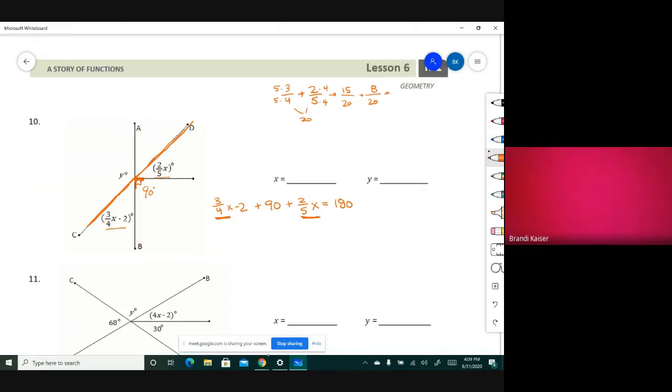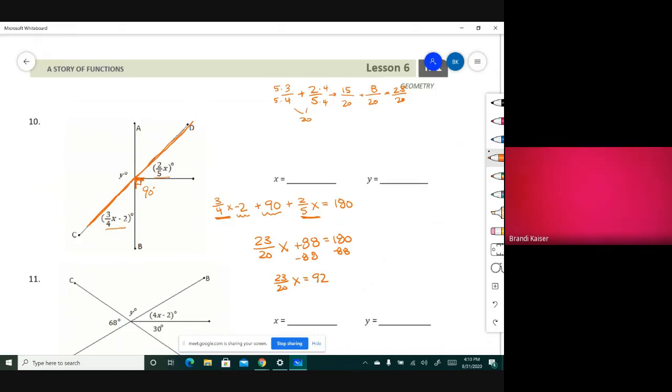And then I just add straight across. 15 plus 8 would give me 23 over 20x. That looks a little weird, but just sit tight for a second. I need to also combine the -2 and the 90. That's going to become 88. I'm going to subtract 88 from both sides. 23 over 20x equals 92.